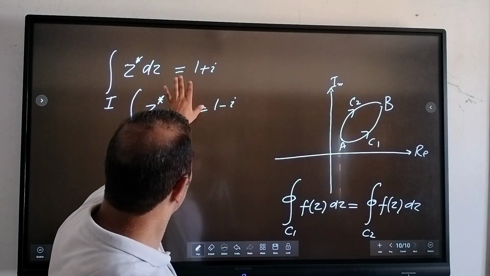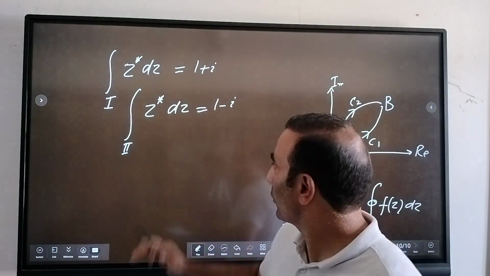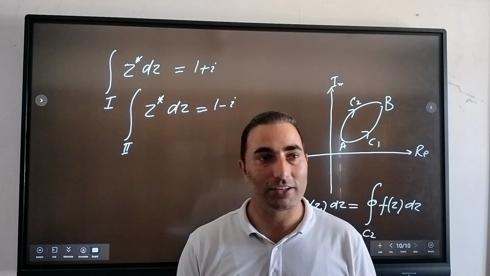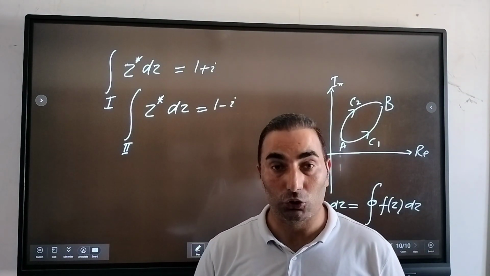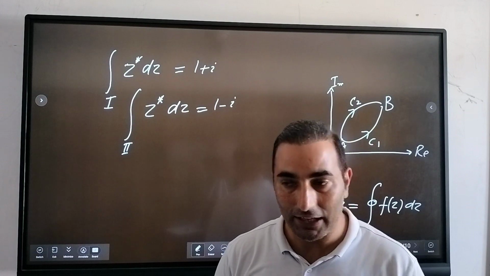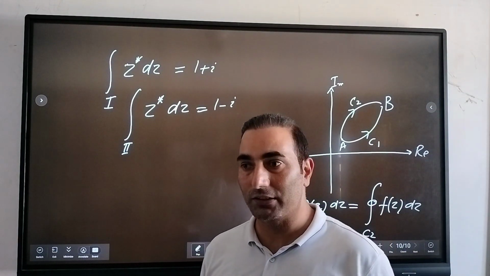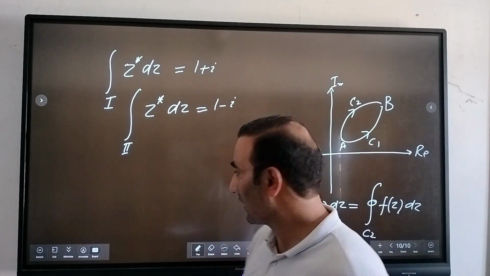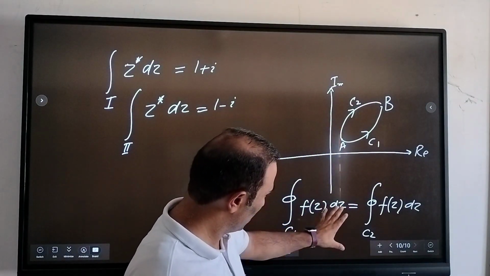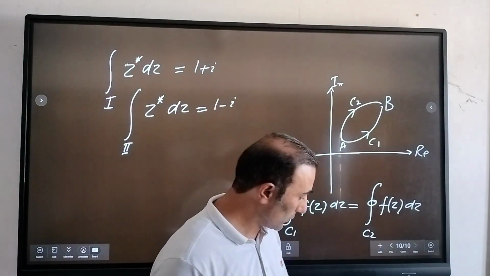But what we have seen here is that the integral through path first is 1 plus iota, and the integral over path second is 1 minus iota. So the integrals along two different paths are different, right? When it is different, that means this function will not be analytic. We already said earlier that z star is not an analytic function of z. So with the help of the Cauchy integral theorem we have proved that the function is not analytic, because this is only possible when the function f of z is analytic within this domain.